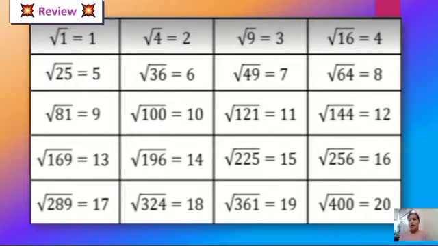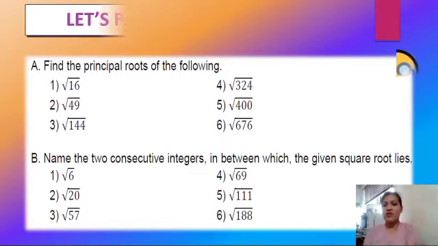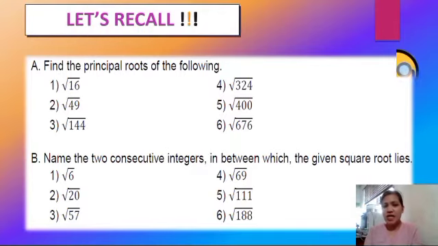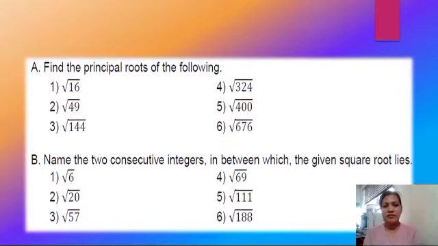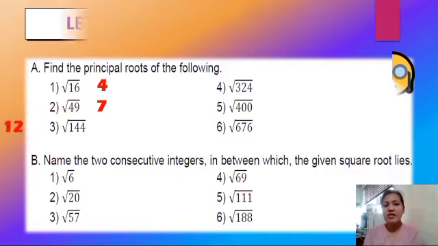for our lesson. Before we start again, let's have a short recall. Find the principal roots of the following. Tingnan nga natin if you know already how to use the table of square roots. So the square root of 16 is equal to square root of 4. Correct. Next, the square root of 49 is 7. The square root of 144 is 12.